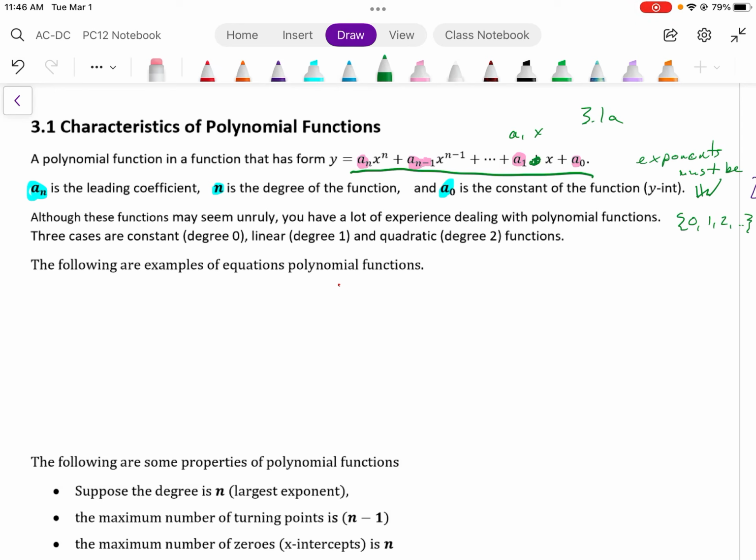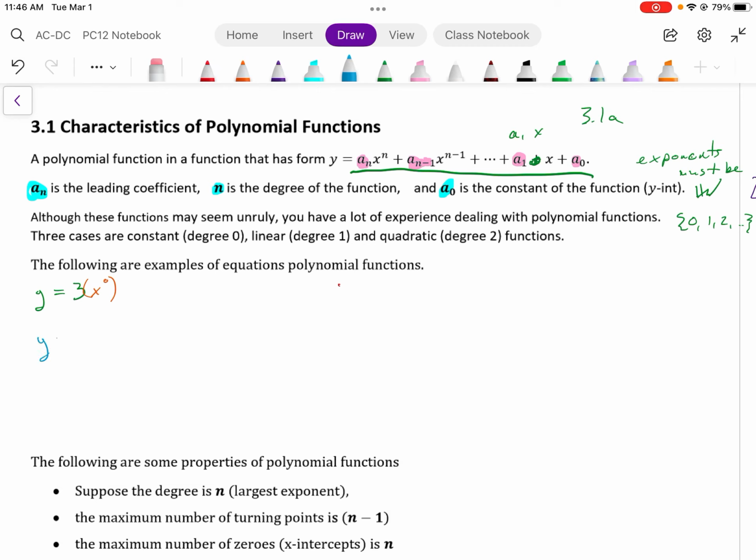So the three cases that you've studied so far are a constant function. So I'm just going to write down a constant function. So this would be degree 0. And it's degree 0 simply because if you want, we could write y is equal to 3 as y is equal to 3 x to the power 0. That's just the same. The exponent, the largest exponent, is 0. By the way, this is a horizontal line.